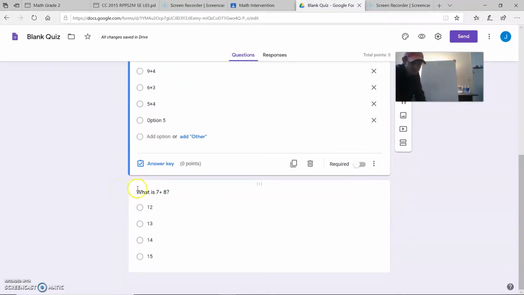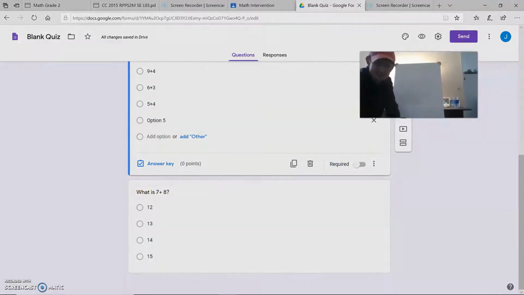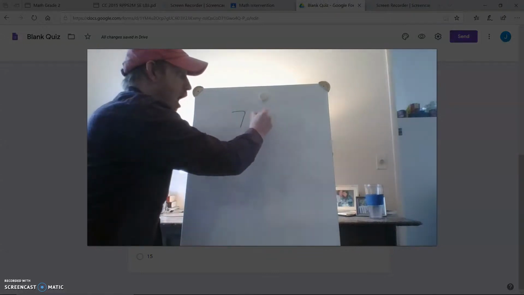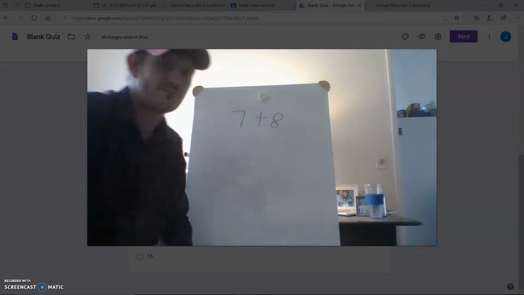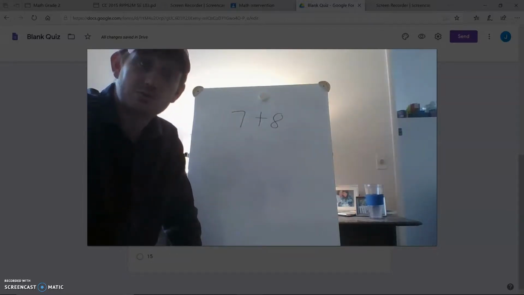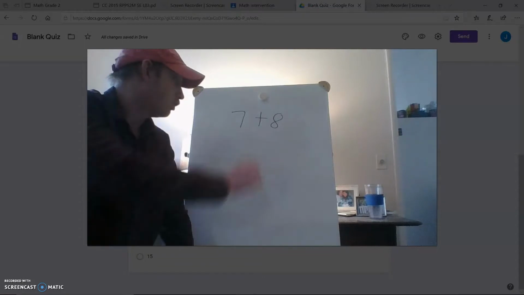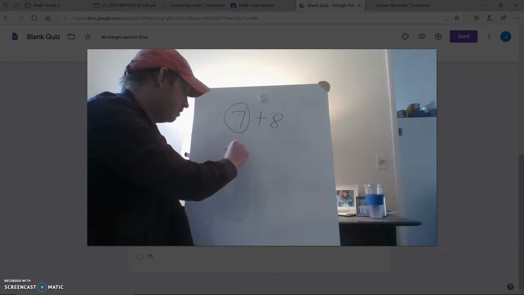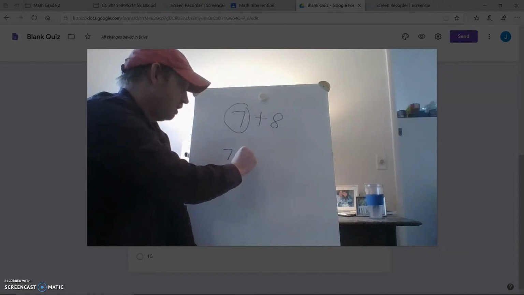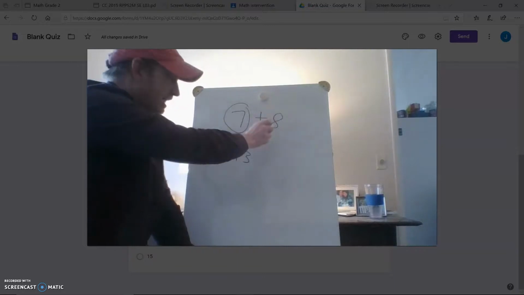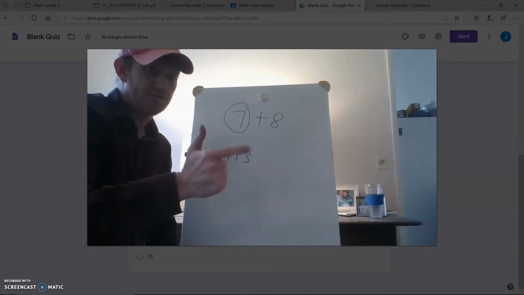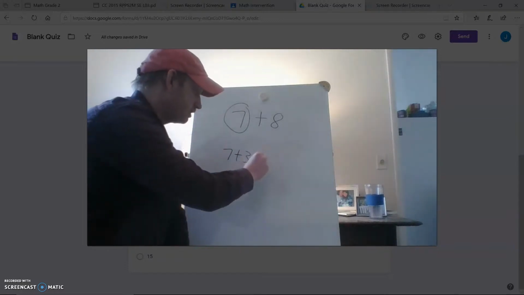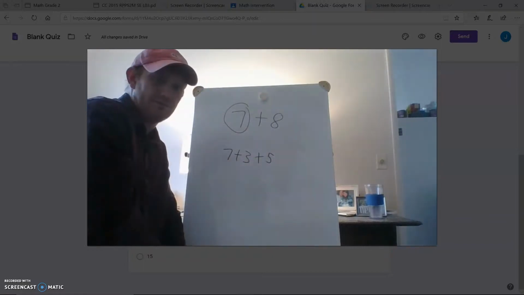Our final problem says, what is 7 plus 8? So we have 7 plus 8. Well, first thing I'm going to do is I'm going to try and make a 10. What is the 10 for 7? It's 3. So I know that 7 plus 3. I've used 3 from my 8 here. So I have 3, 4, 5, 6, 7, 8. So 7 plus 3 plus 5.